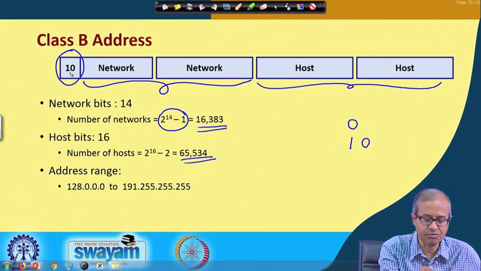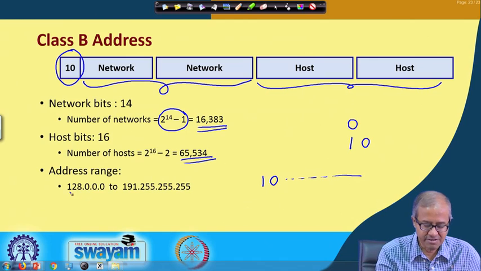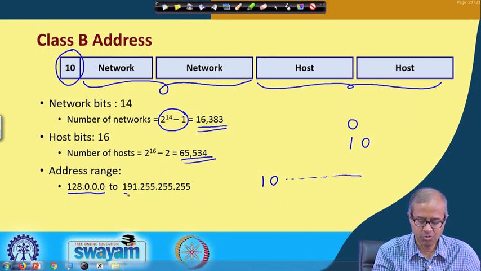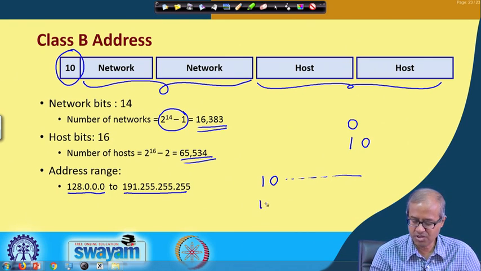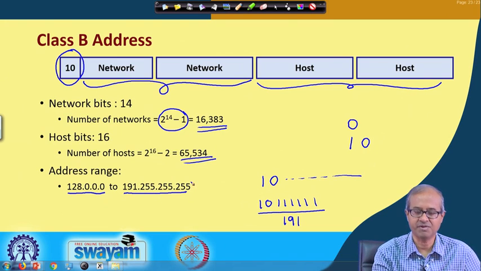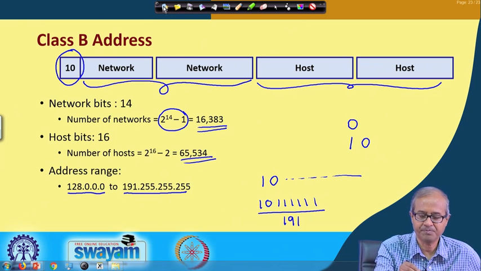And if you try to look at addresses starting with 10, with the remaining bits going from all 0 to all 1s, the range will be from 128.0.0.0 with the first byte being 128, up to 10 followed by all 1s, which is 191.255.255.255. This is the range of class B addresses.